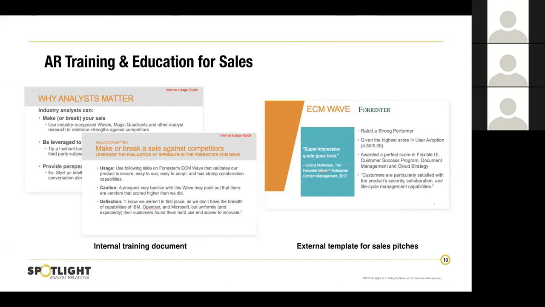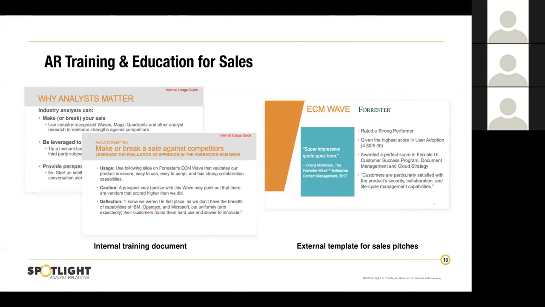Then they also did some usage things, right? Make or break a sale against competitors. How do I use these specific arguments? So they included some usage guides in the internal training document set, and they even recorded a short video as an easy reference. You can quickly click on it and go through a self-guided tour of what AR is and how to use it.